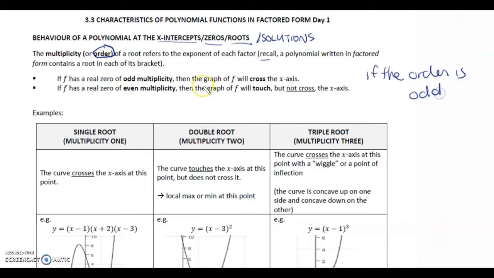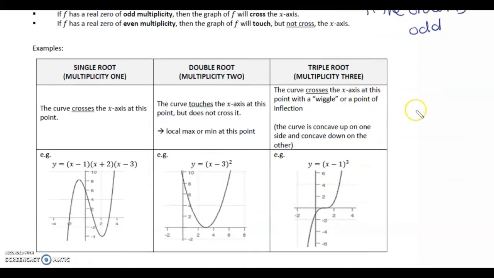If the order is odd, then the graph will cross the x-axis. And if the function has a real zero of even multiplicity, so if the order is even, the graph of f will touch but not cross the x-axis. Okay, let's take a look at what this actually looks like when we're drawing graphs.